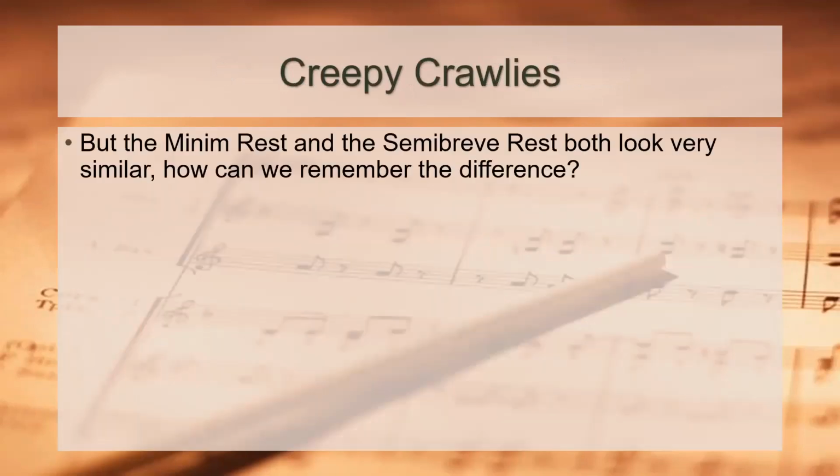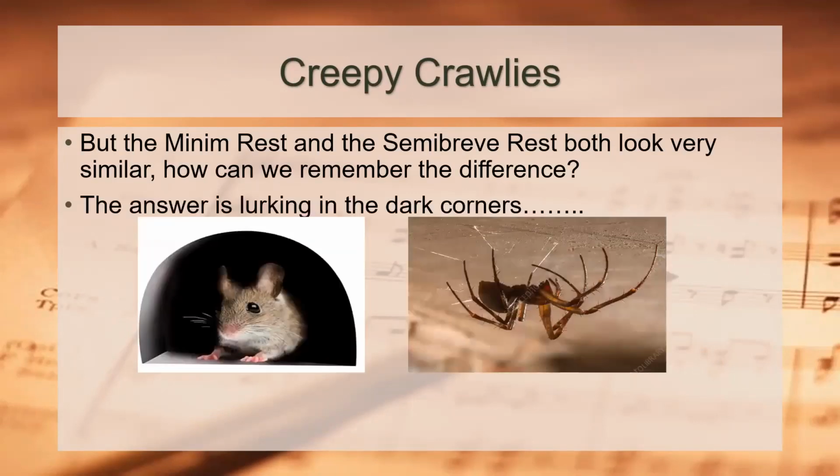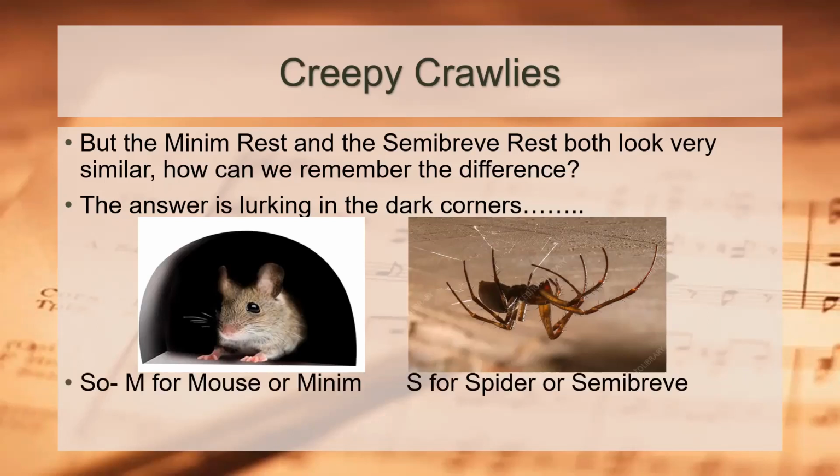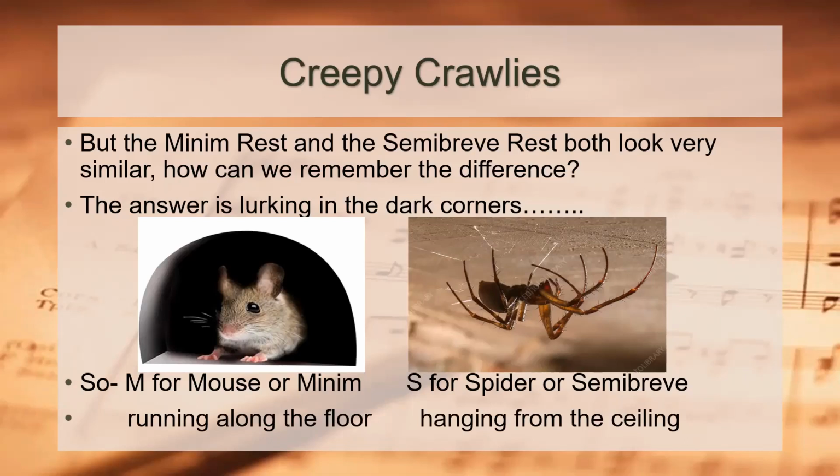Now, the minim rest and the semi-breve rest look very similar. How can we remember the difference? Well, the answer is lurking in the dark corners. I know it's a pretty cute mouse, but there we have a little mouse, and he's sitting on the floor, running along the floor of his tunnel. And next to him, we have a spider hanging from the ceiling. Why is this important? Because M stands for mouse and stands for minim. S stands for spider and is the start of semi-breve. So there we have it. We have the mouse running along the floor and the spider hanging from the ceiling.